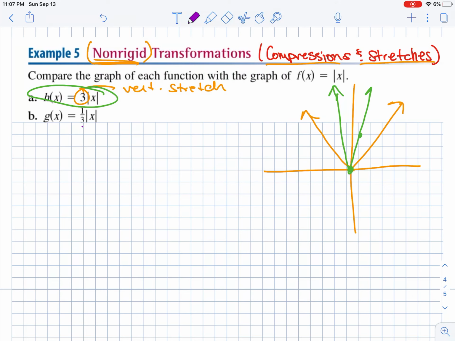And that's this one. And then this one here is actually going to be a compression, a vertical compression by a factor of 1/3. Which basically means instead of going up 1 over 1, we're going up 1/3 over 1. So it looks kind of like this. And it looks a lot wider because it's being compressed down.